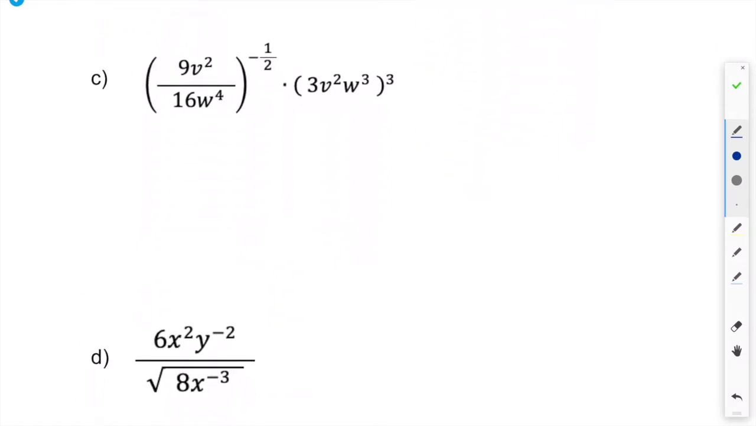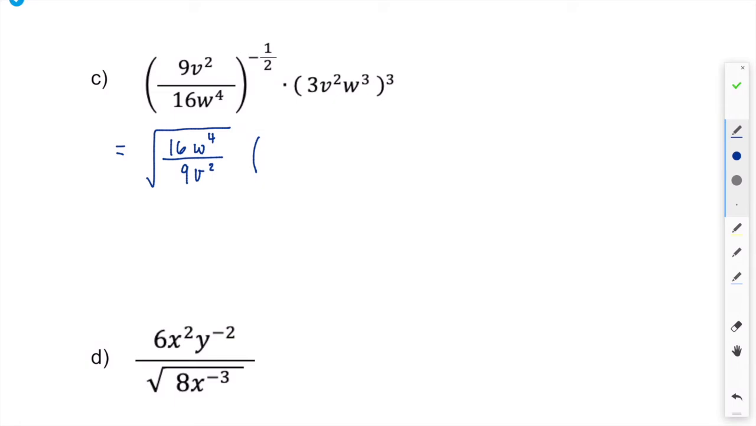Question C. Take a look at the expression. Once again, I see a negative exponent. So very naturally, I'm going to take the reciprocal of 9v squared over 16w to the power of 4. Another thing I should make a decision on is the power of 1/2. Should I write it as a square root symbol, or should I leave it as 1/2? It's really your personal taste, I would say. In this case, I prefer to write that as a square root. So let's do that. And then if you like, we can start expanding the second power.